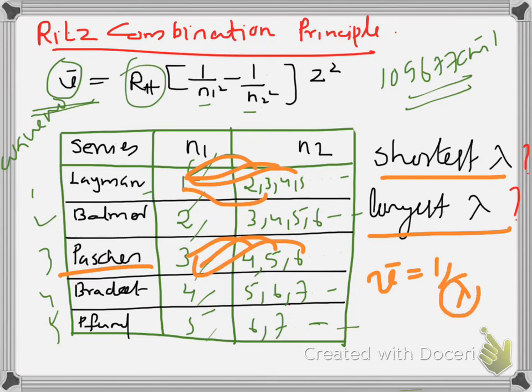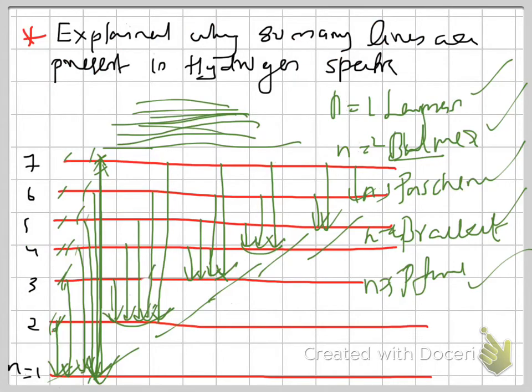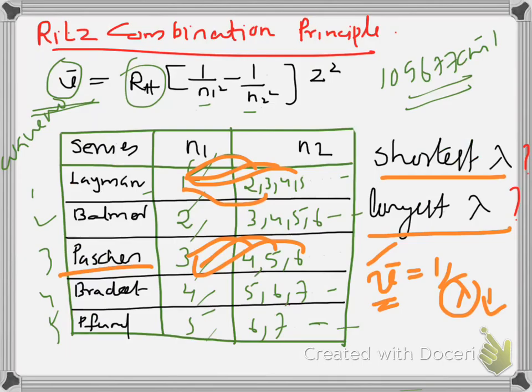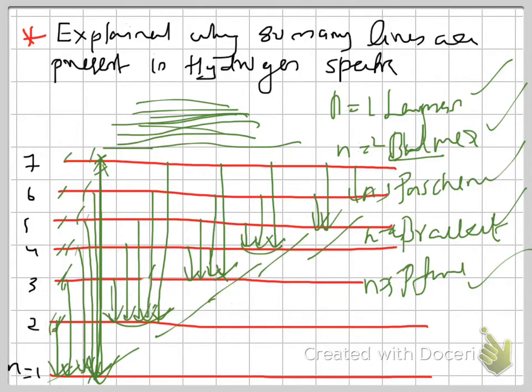Shortest lambda means highest nu bar. Longest lambda means shortest nu bar. Actually, this equation, Ritz combination principle, originated from this diagram, and in this diagram, energy is equal to hc by lambda. They are inversely proportional. Shortest lambda means highest energy. Longest lambda means lowest energy.